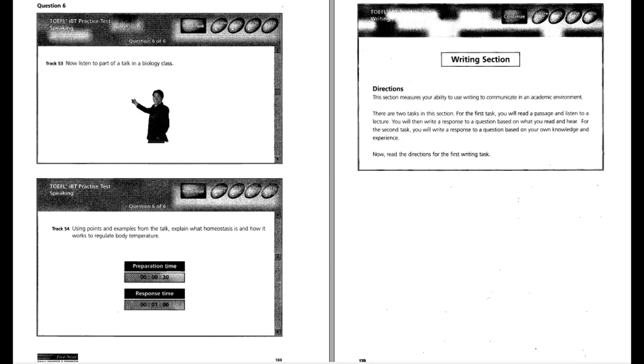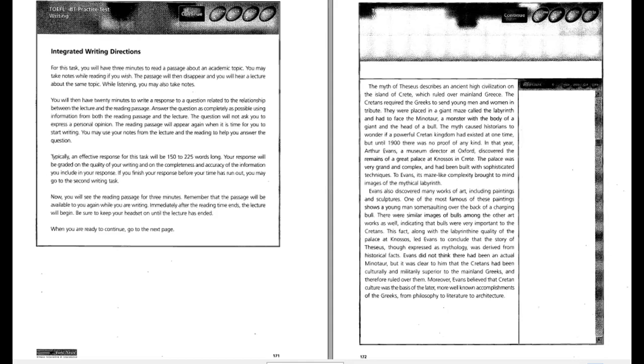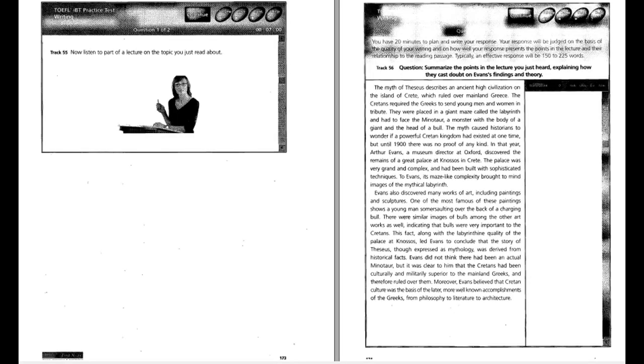Using points and examples from the talk, explain what homeostasis is and how it works to regulate body temperature. Writing section. Now listen to part of a lecture on the topic you just read about.